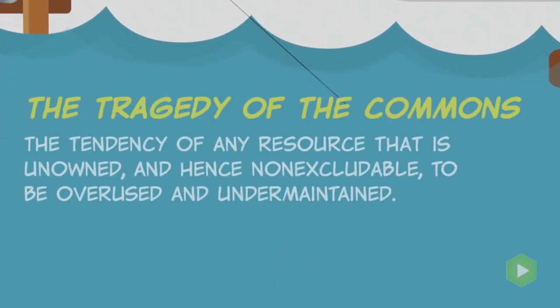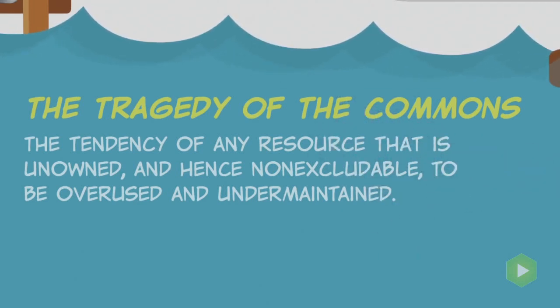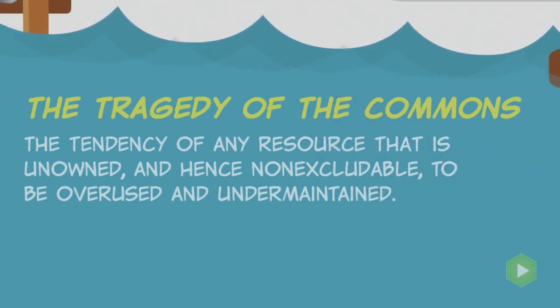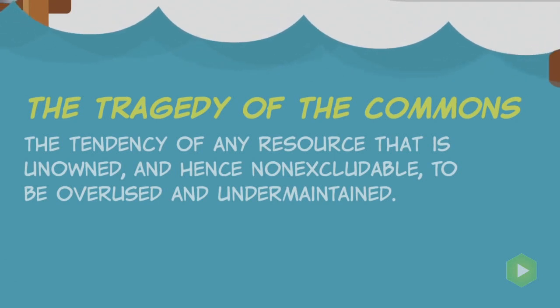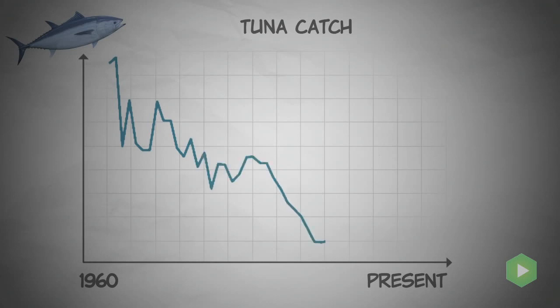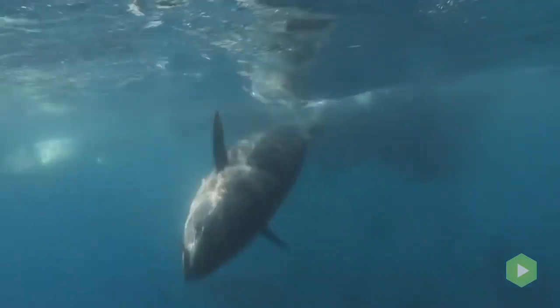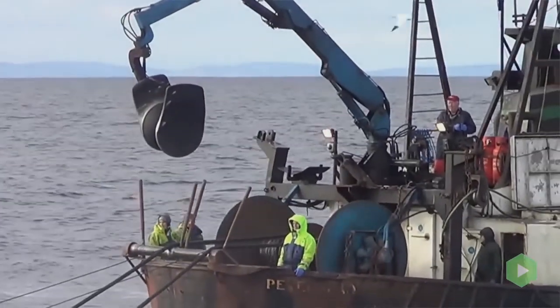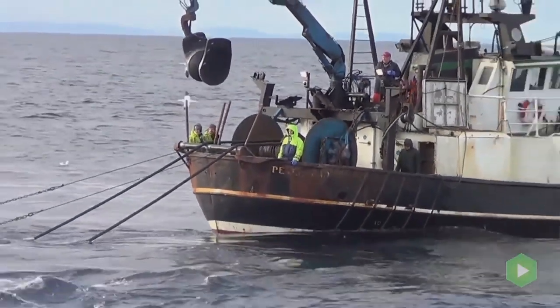More generally, the tragedy of the commons is the tendency of any resource that is unowned and hence non-excludable to be overused and under-maintained. In the case of tuna, it's the stock of fish that's the common resource, and the stock is being rapidly depleted. Since 1960, the tuna catch has decreased by 75%. Atlantic bluefin tuna especially are becoming endangered. Now, nobody wants this. Tuna consumers don't want it, and neither do the tuna fishermen, whose way of life is under threat. So why is it happening?